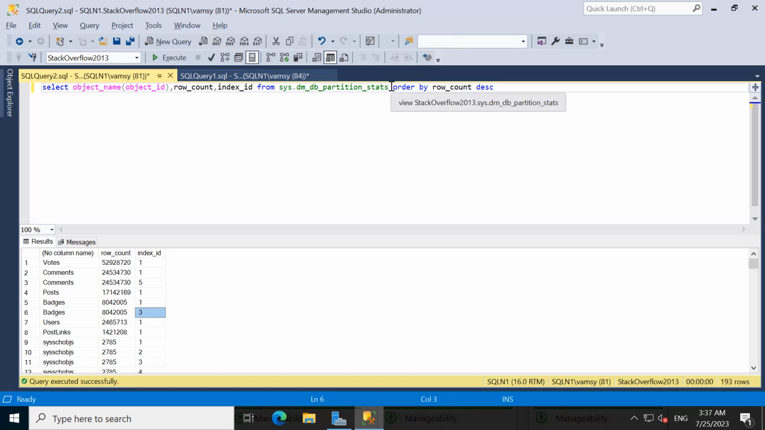So if I'm doing this only for the tables, my query should be where index_id in 0 if it is a heap table, or 1 if it is a clustered index. That's it. So this is my row count. I have a very big table, I don't know how many rows, 5 million rows, which is 52 lakhs, right?